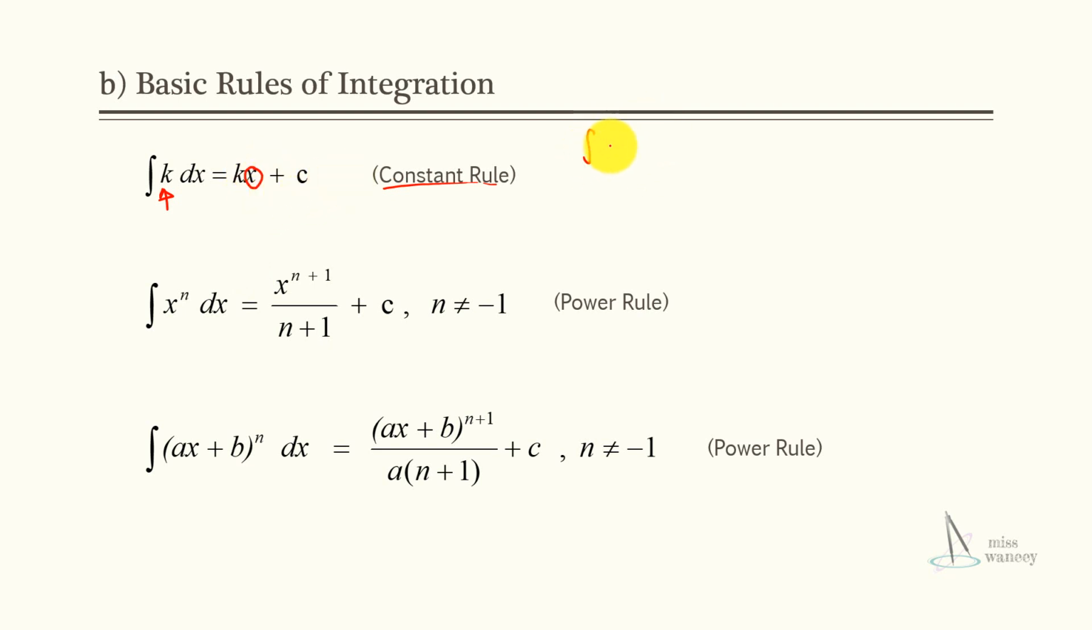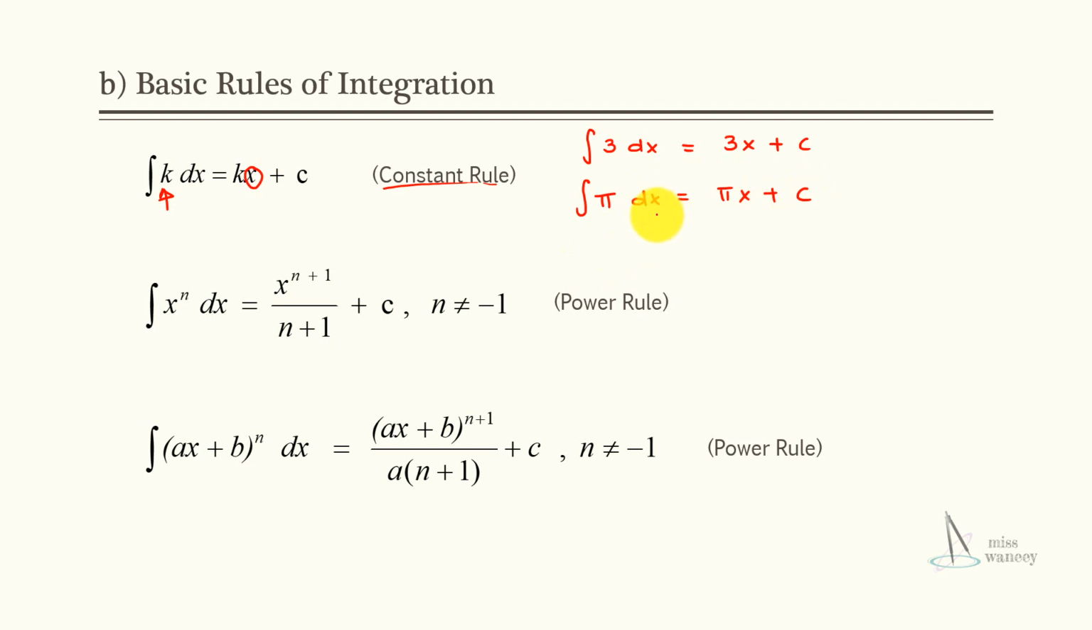So for example, if we have to integrate 3 dx, this is simply 3x plus c. So 3 is a constant, simply put x and then we have to add c at the end. And if I have another constant, pi dx, this is simply pi x plus c.